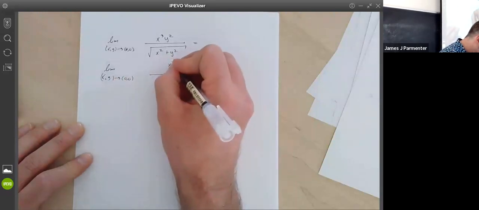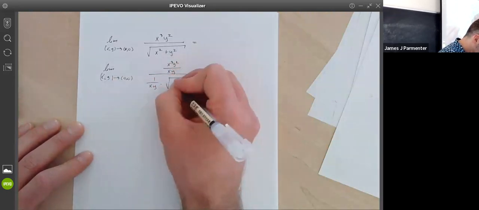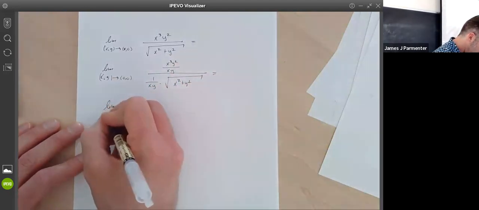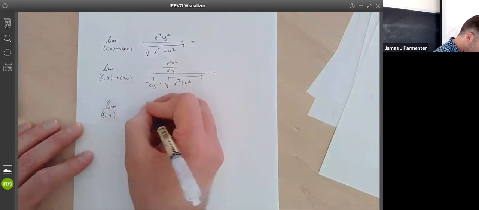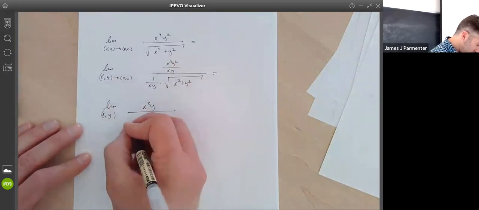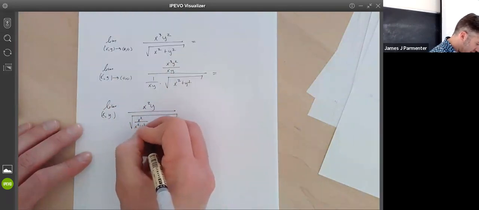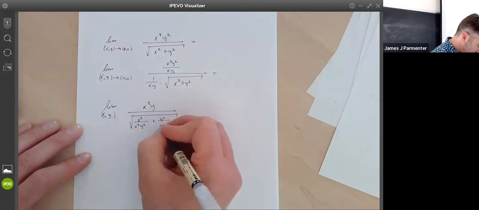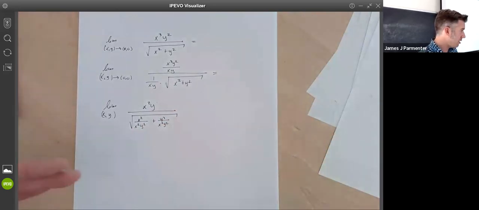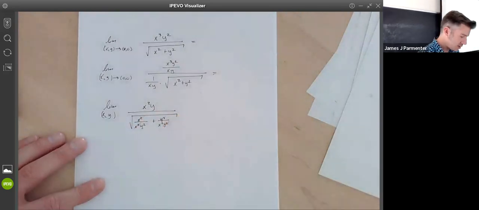I'm going to get x cubed y squared over xy, and I'm going to get 1 over xy times the square root of x squared plus y squared. In the numerator, I'm going to have x squared y, and in the denominator, bringing that thing in, I'm going to get the square root of x squared over x squared y squared plus y squared over x squared y squared. Basically, you want to make the choice so that when you bring that in, the numerators cancel.